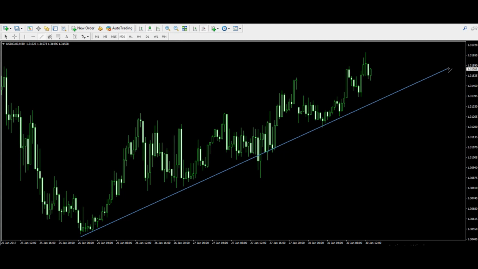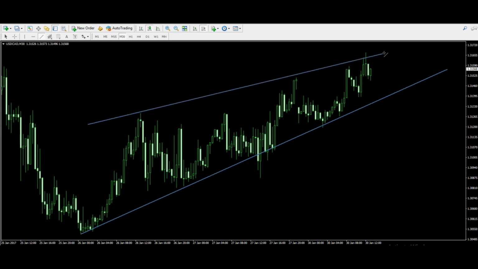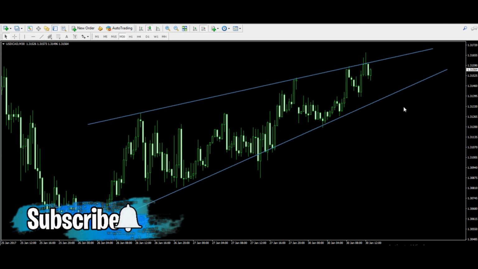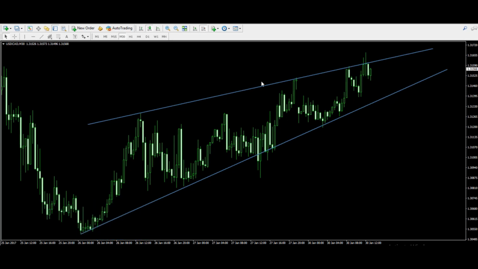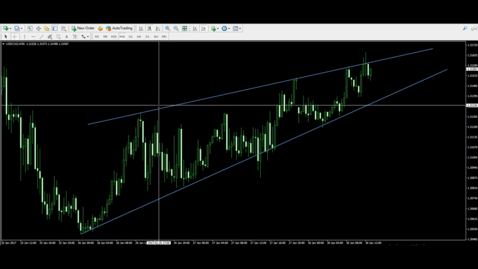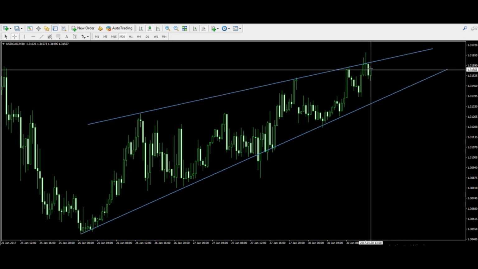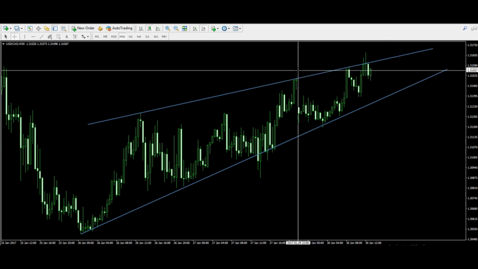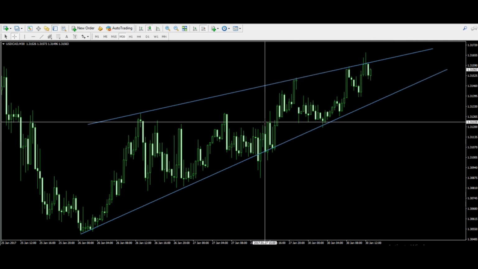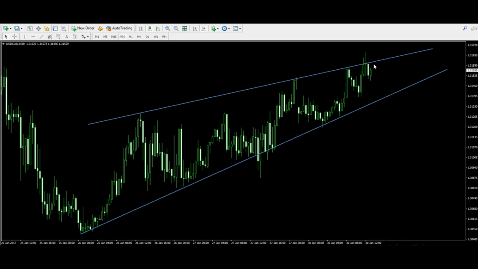We stretch the first line through the bottoms of the price action, and then we do the same with the tops. So this is the rising wedge. As we all know, the rising wedge pattern has strong bearish potential. This means that the rising wedge you're currently seeing on the chart could bring the price action in bearish direction.